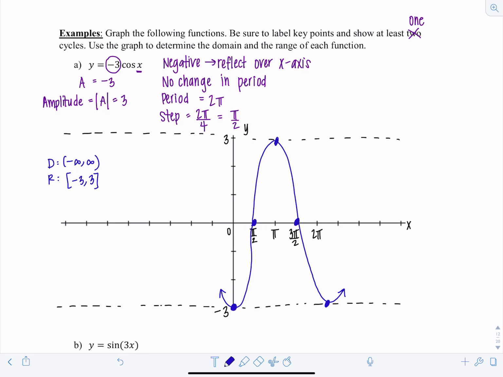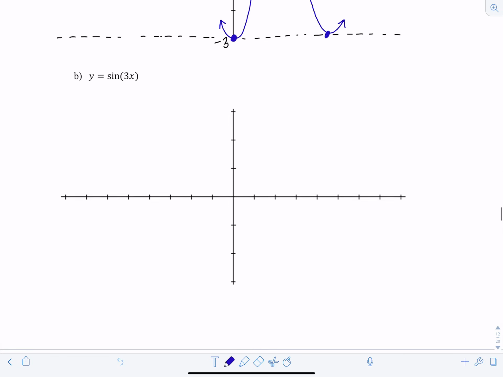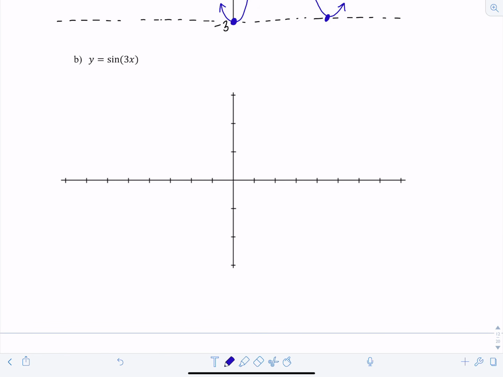Beautiful. Okay, moving on. Y equals sine of 3x. So let's go through it. What is the amplitude equal to? So the amplitude is the absolute value of A. What's the coefficient there? It's just 1, right?